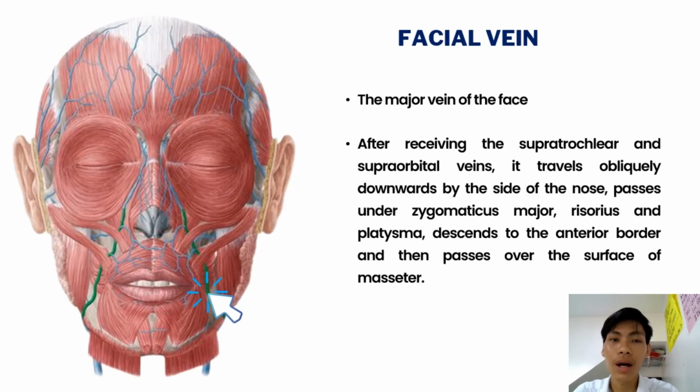Another note on the facial vein is that it is known as the major vein of the face. After receiving the supratrochlear and supraorbital veins, it travels obliquely downwards by the side of the nose, passes under zygomaticus major, risorius, and platysma, descends to the anterior border, and then passes over the surface of the masseter. Then we're going to talk about the supratrochlear and supraorbital veins.